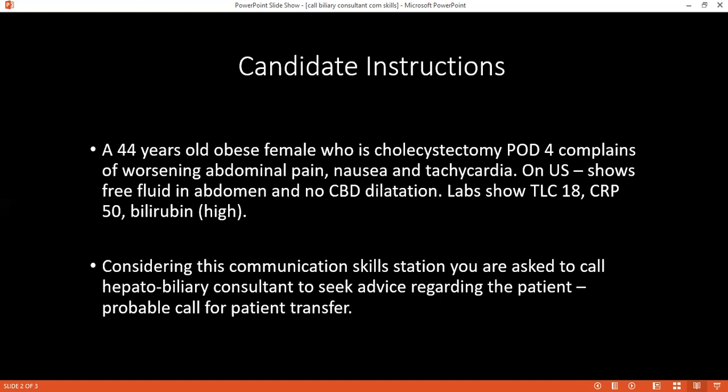Yeah. So, why do you think there is a biliary leakage? What have you noted today on the patient? The patient has high TLC and high bilirubin, and the patient is tachycardic, and there is a worsening abdominal pain. So, what did you do regarding management of this patient?